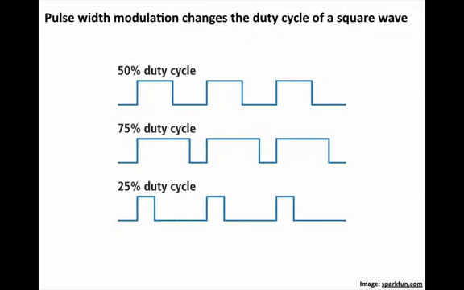So at the top here you see a 50% duty cycle, which is equal amounts of time on and off, and 75% duty cycle is on more than off, and 25% duty cycle is of course on for a very short amount of time.